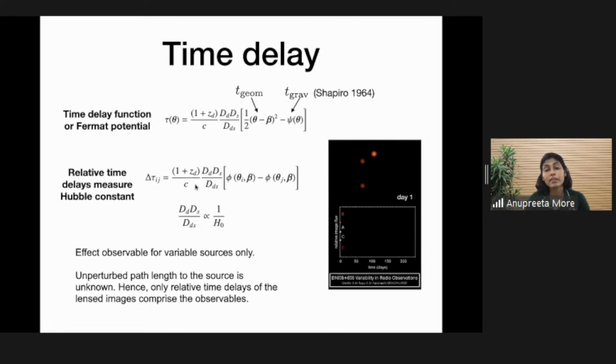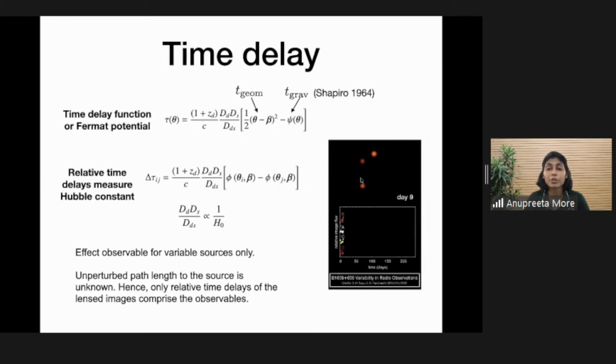So via this dependency on the distance ratios, we find that if we can measure the time delays, then we can get constraints on the Hubble constant, because the angular diameter distance is inversely proportional to the Hubble constant. And so for systems where we can measure the time delays, after detailed modeling of the system, we can get constraints on the Hubble constant.